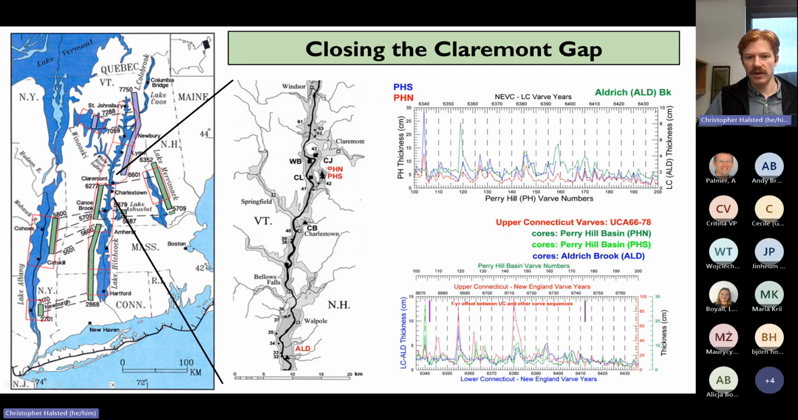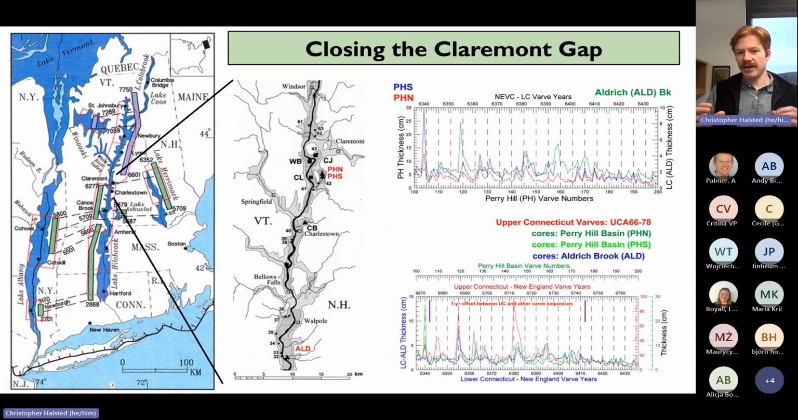Here is Perry Hill in New Hampshire and Aldrich Brook in New Hampshire in the red lettering right here. And these were sections that Antevs missed, but Jack found. And he was able to extract Varve core segments from them, and through thickness matching was able to correlate these sites to each other. So in this graph right here, this is in units of just Perry Hill Varve numbers, just arbitrary floating Varve years. In blue and red are the Perry Hill sites, and in green are the Aldrich sites. And as you can see, the correlation is pretty darn good between those sites.